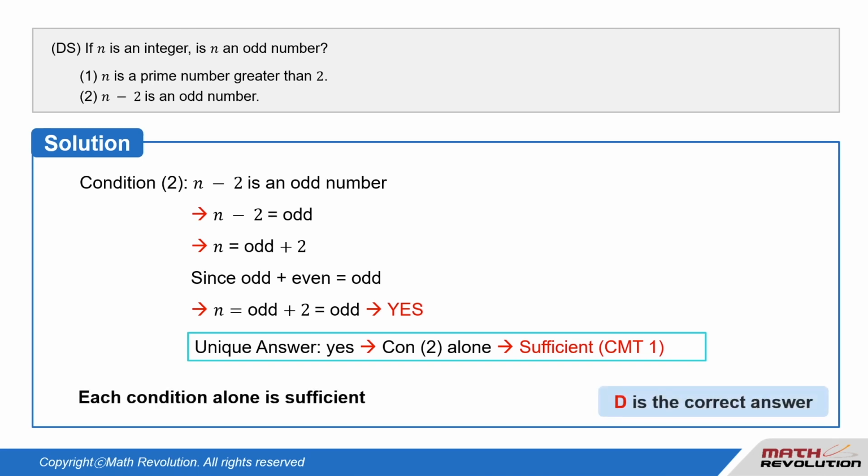Each condition alone is sufficient. You should be able to solve this question with ease. So, D is the correct answer.